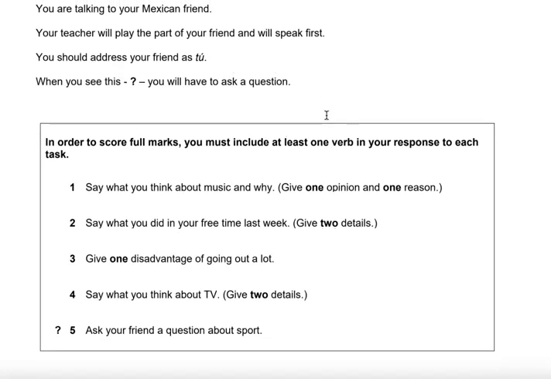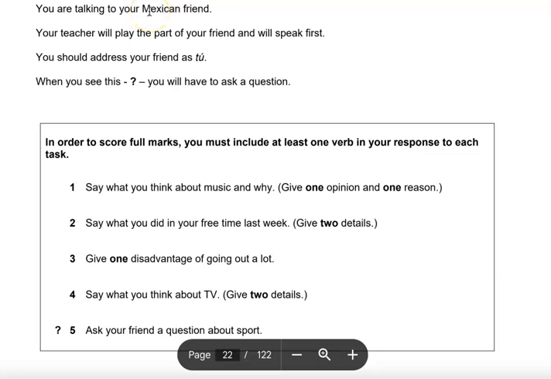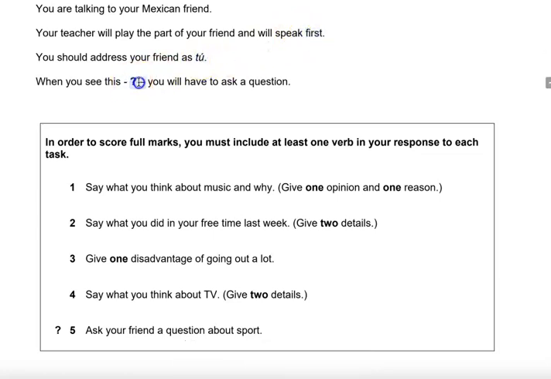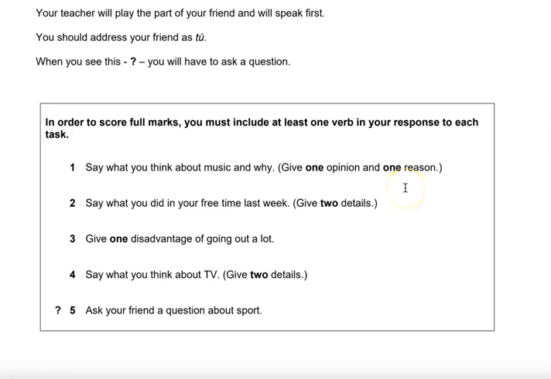So let's have a look at this one. Look at the scenario. You're talking to your Mexican friend. Your teacher will play the part of your friend and will speak first. You should address your friend as tú, and when you see the question mark, you'll have to ask a question. And it says here you must include at least one verb in your response to each task. So you can't just say, for example, sí or no or divertido or something. You need to give a verb, like es, tiene, hay. And there will be reference to the past tense or future tense depending on what the scenario is.